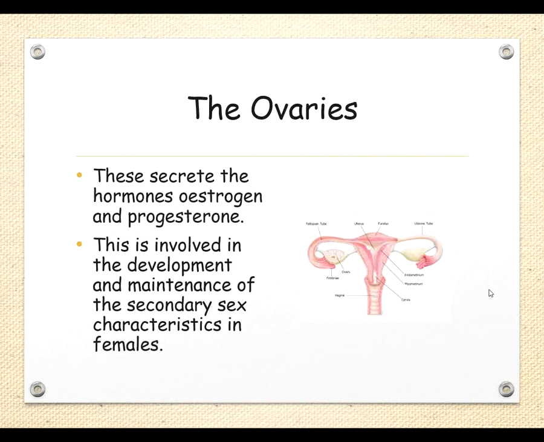In females, we have the ovaries, and they secrete the hormones estrogen and progesterone, and again they're involved in the development and maintenance of the secondary sex characteristics, so wide hips, breast development, pubic hair, but also they're heavily involved in the female menstrual cycle, which we are going to look at at a later date, in thickening and maintaining the thickness of the uterus lining in case a fertilised egg is implanted.